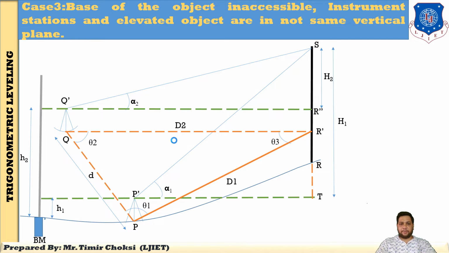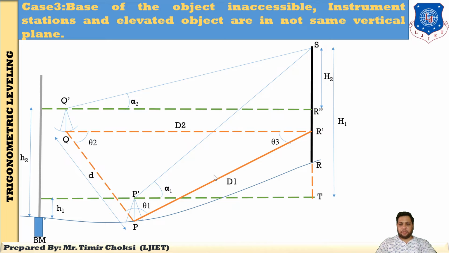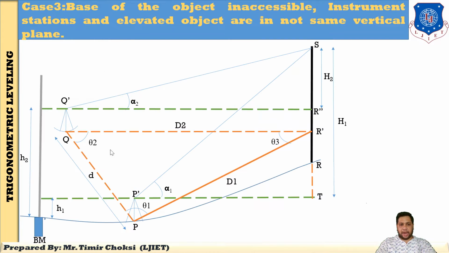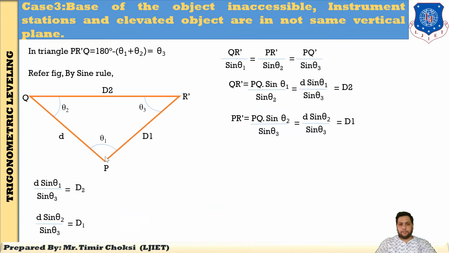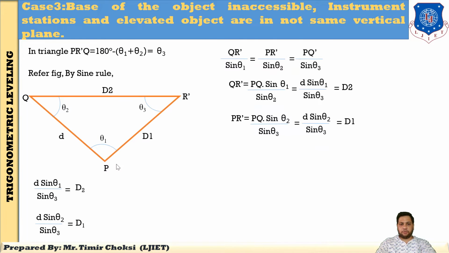You have to take it as a separate part and find D1 and D2, because our main goal is to find capital D1 and capital D2. It is a horizontal distance. So here D1 and D2 will be found. I have taken the triangle P, Q and R dash, in orange color. You already know P, Q and R dash. In triangle P, Q, R dash, these are theta 1, theta 2 and theta 3. Here the distance from P to R dash is D1 and from Q to R dash is D2.